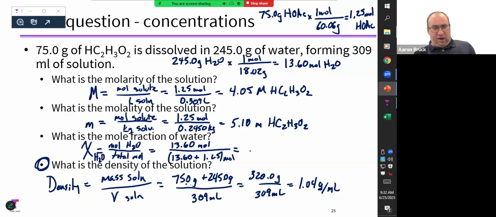And so 13.60 divided by the sum of 13.6 and 1.25, which is 14.85, to four significant figures is 0.9158. And so the way that we would express this is that the mole fraction of water is 0.9158.